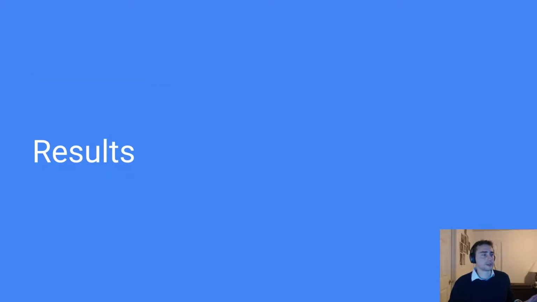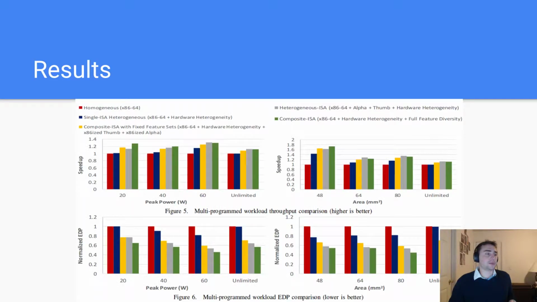So let's look at the results. What did they actually achieve in this paper? The main thing is they're trying to compare back to their previous work, which was a heterogeneous ISA architecture. It had x86, Alpha, and the Thumb instruction set architectures, plus hardware heterogeneity. Remember, when we're talking about hardware heterogeneity, we mean differently sized cores.